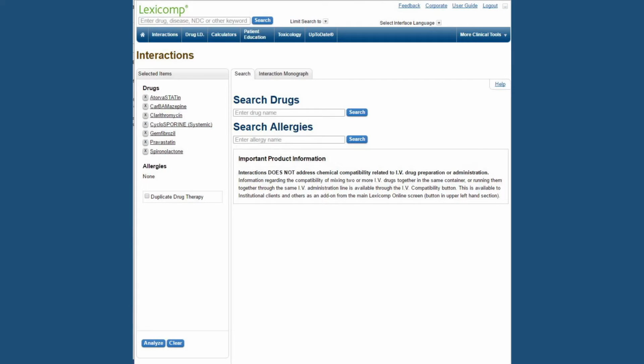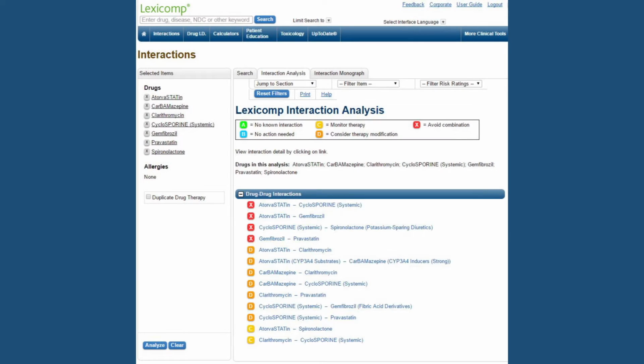The school has subscriptions to Lexicomp and Micromedex, both of which have built-in drug interaction checking programs. Let's analyze a drug regimen. We can put in the patient's drug regimen and then click Analyze. As you can see, a number of different potential drug interactions appear.